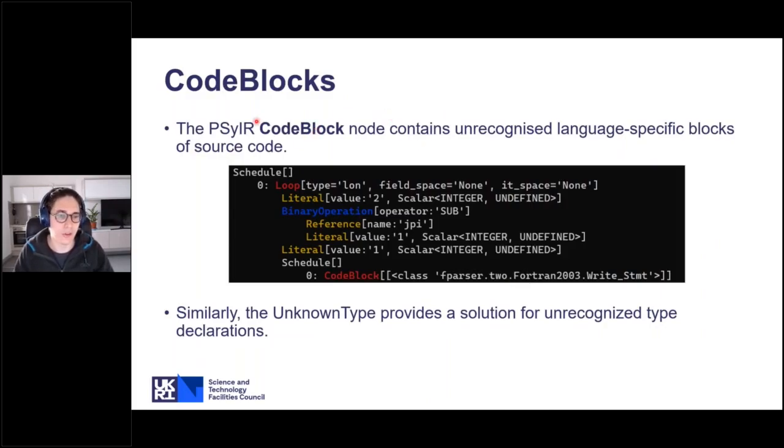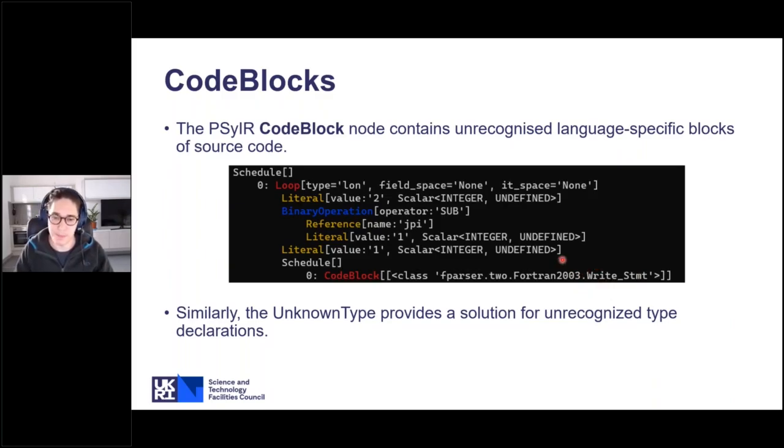One is code blocks. We have code blocks in the PSyIR in order to represent nodes that are unrecognized, and so are language specific and unrecognized. So here is an example of PSyIR, which at some point has a code block. It says it's a Fortran part of the code which it has not parsed, which is a write statement. This is because we don't usually care too much about higher level things and I/O.